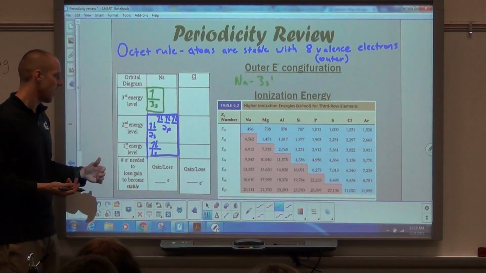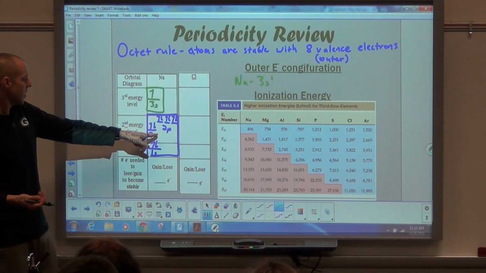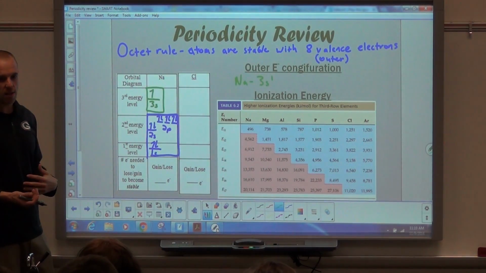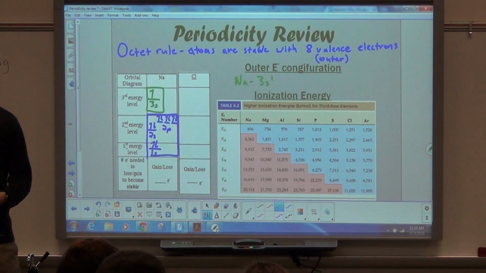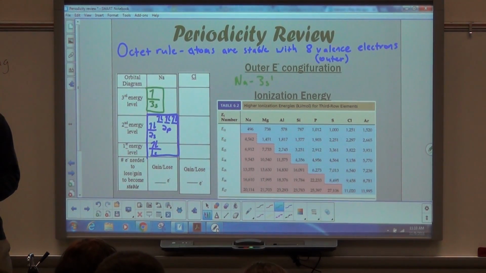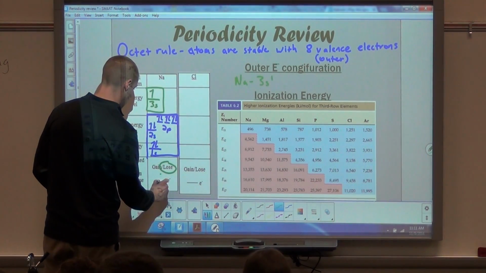So if we take a look here, if I take away sodium's 1 electron, it's left with a complete second energy level that has 8 valence electrons, which we just got done saying is stable. So do you think that's going to be easier or harder than gaining 7 electrons? What's going to take less energy? Losing it, exactly. So down here we're going to circle lose, and it's 1 electron.